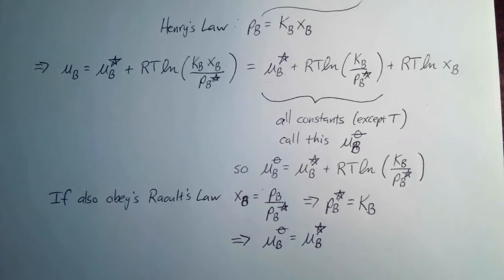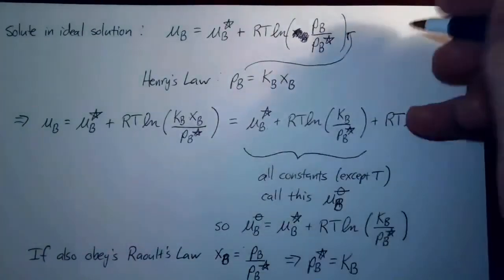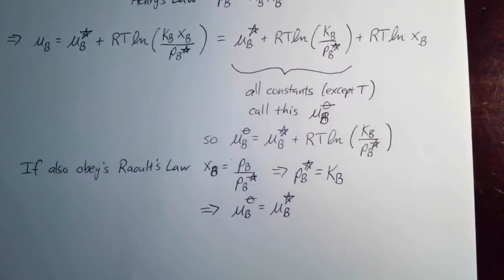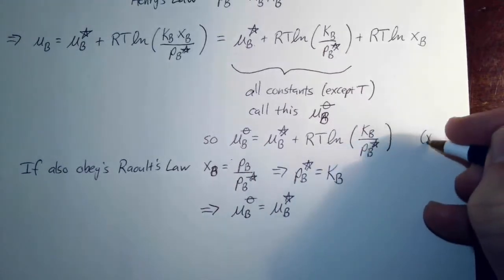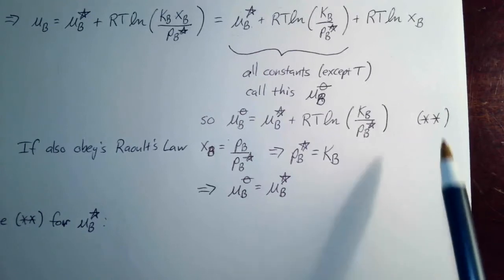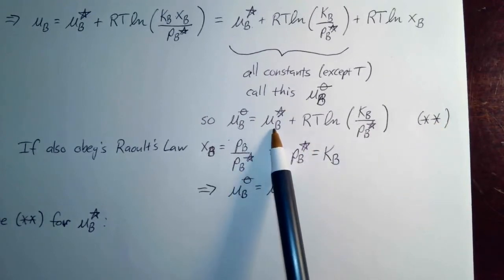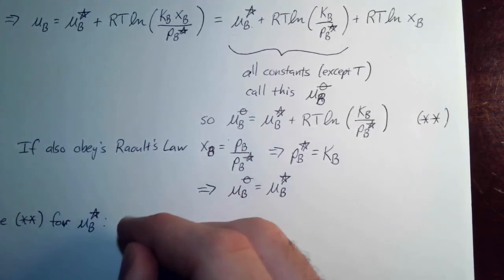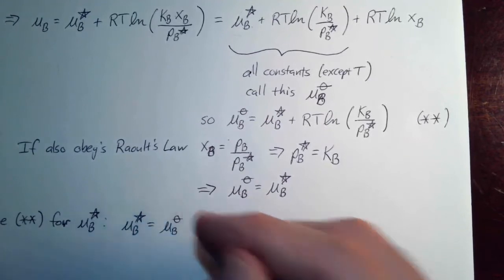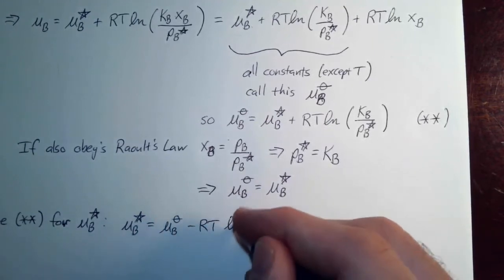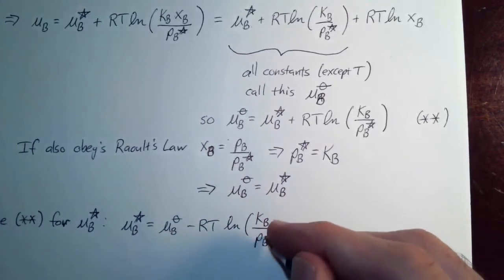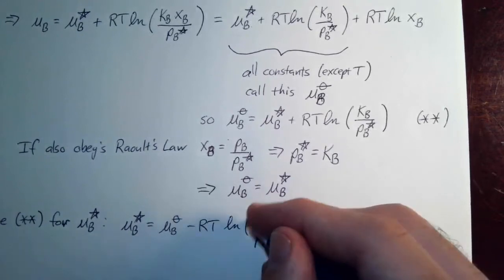Okay, I've got a couple of equations that I'm going to combine here. First of all, let me label this one star up here at the top. And let me label this one down here star star. So first I'm going to solve star star here for mu B pure. So mu B pure is equal to mu B standard minus RT ln Henry's constant over partial pressure when pure.